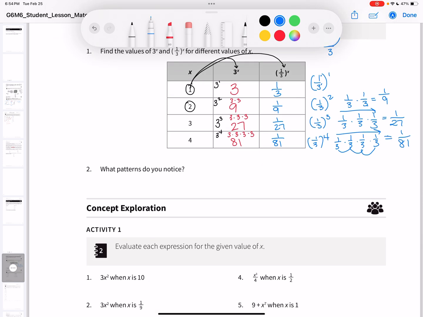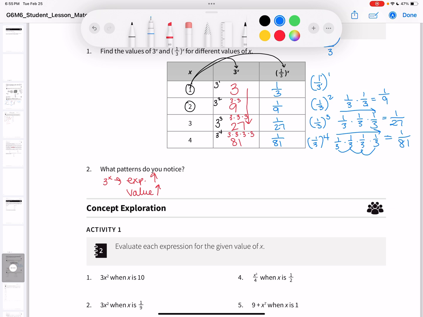Well, I notice for my red, is that when we have 3 to the x, as the exponent increases, the value increases. So we go from 3 to 9 to 27 to 81. It increases as we go down, as our exponent gets bigger.